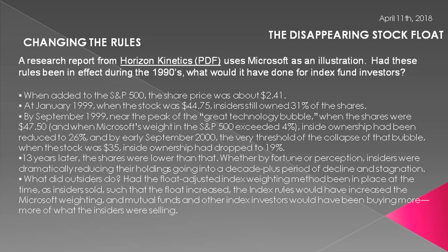Whether by fortune or perception, insiders were dramatically reducing their holdings going into a decade-plus period of decline and stagnation. What did outsiders do? Had the float-adjusted index weighting method been in place at the time, as insiders sold such that the float increased, the index rules would have increased Microsoft's weighting, and mutual funds and other index investors would have been buying more of what the insiders were selling. So we have to understand the flip, the opposite sides of what's good for the holders, what's good for the markets.